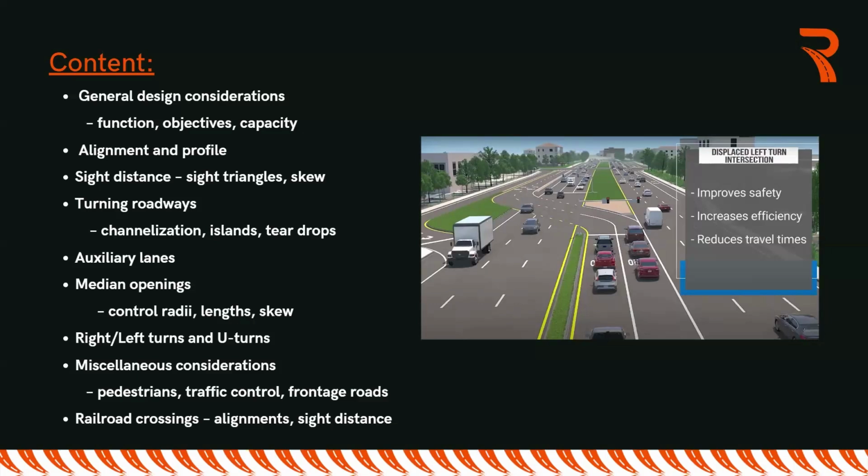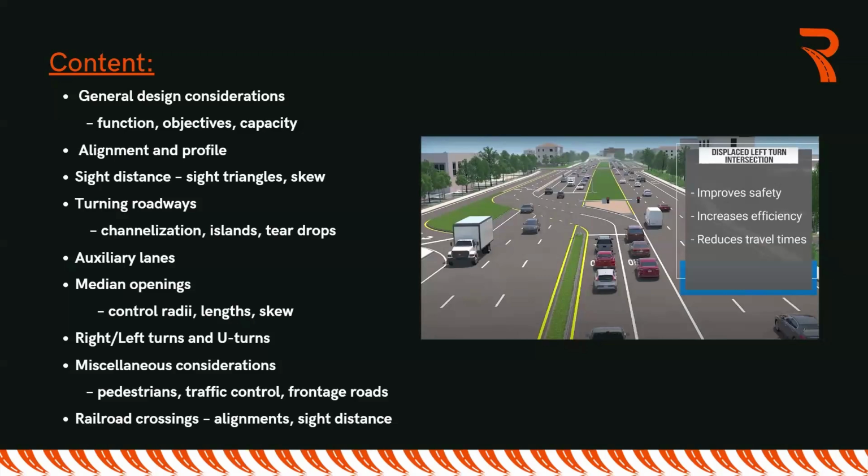And then after that, we'll be talking about auxiliary lanes. When we talk about auxiliary lanes, we'll be talking about acceleration and deceleration lanes, left turn lanes, and also right turn lanes. Then after that, we'll be talking about median openings. Of course, we are not going to spend a lot of time on median openings, because median is restricted according to the land availability and the amount of right-of-way that you have. There you go with right or left turns and U-turns.